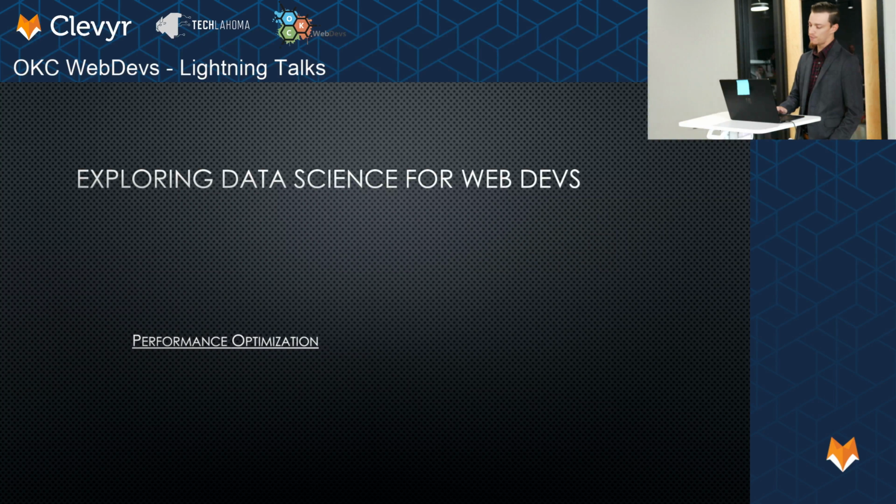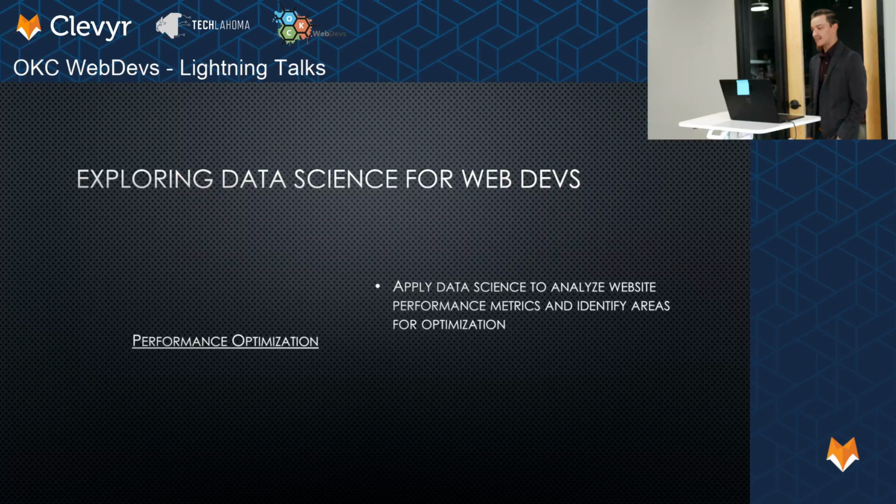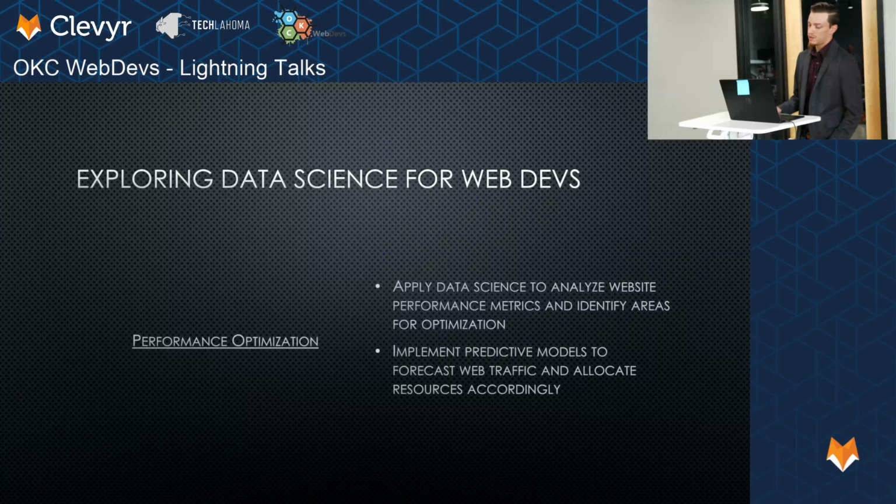You can also have performance optimization. So you can apply data science to analyze website performance metrics and identify areas for optimization. You can also implement predictive models to forecast web traffic and allocate resources accordingly.